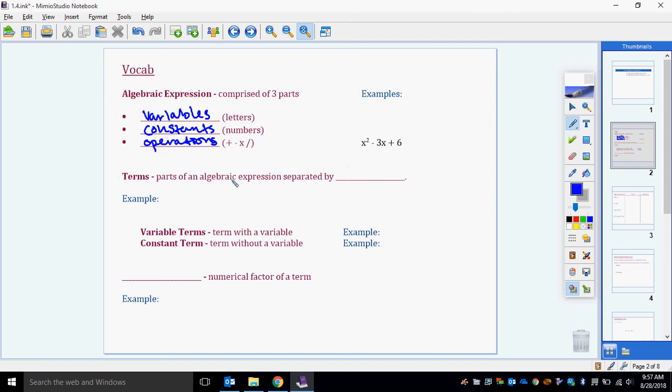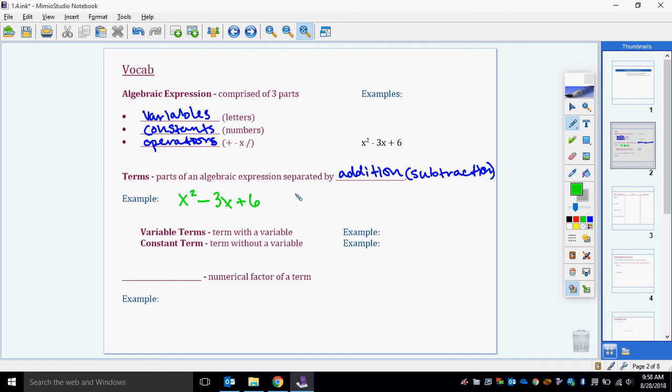Okay, so terms are those parts of an algebraic expression, and they're separated by addition. And remember that addition is also a way of, or subtraction is also a way of addition, so I'm going to put subtraction here too. So terms are parts of an algebraic expression that are separated by addition or subtraction. So in this example that I've given you, let's pick out the terms. So actually, let's use a different example. Let's use the same one.